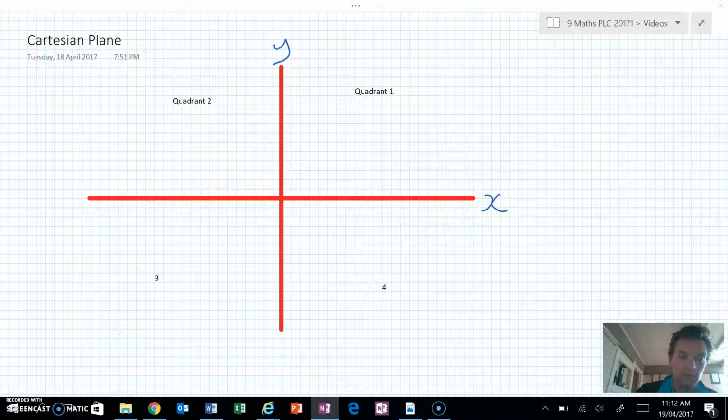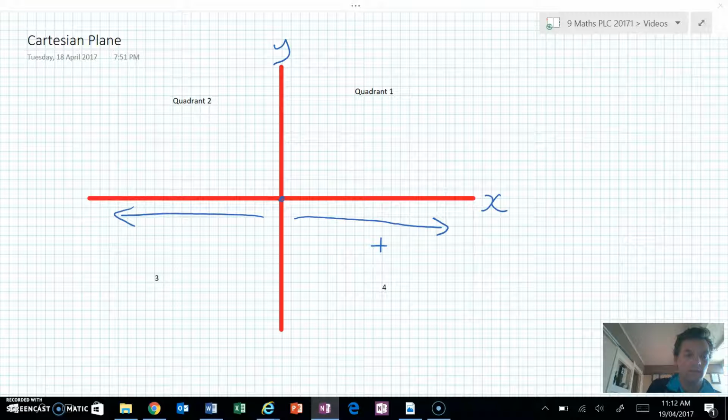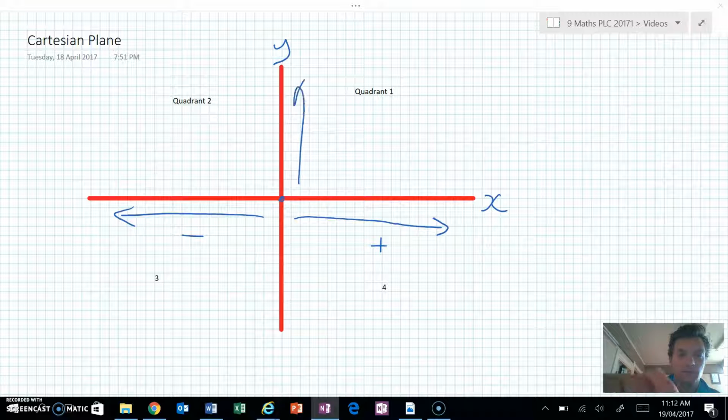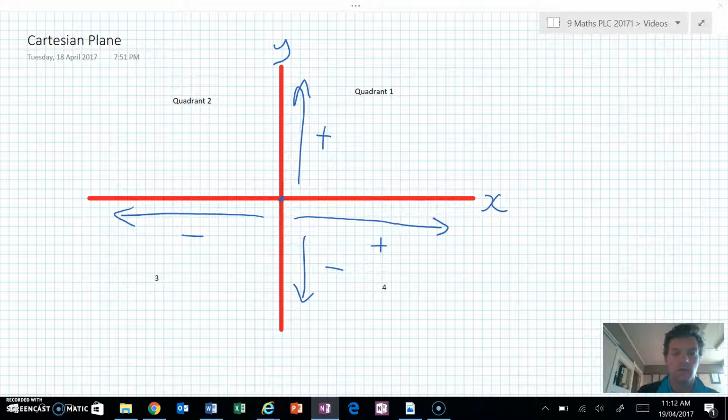We recognise that the center point of both is 0, and all the numbers moving from the right hand side in this direction are going to be positive on the x-axis, and the numbers going in this direction are therefore going to be negative. Similarly on the y-axis, the numbers going up are going to be positive, and the numbers going down are going to be negative.